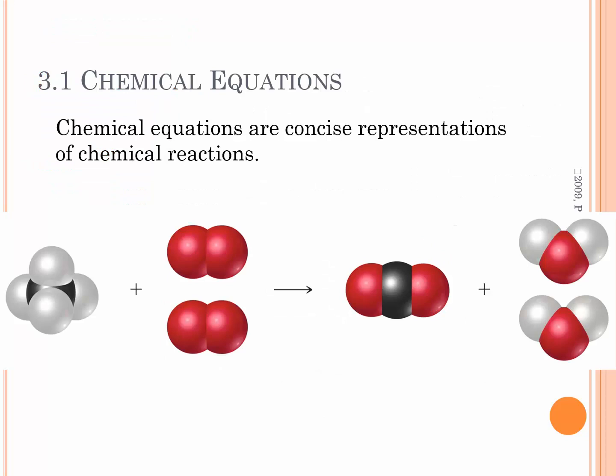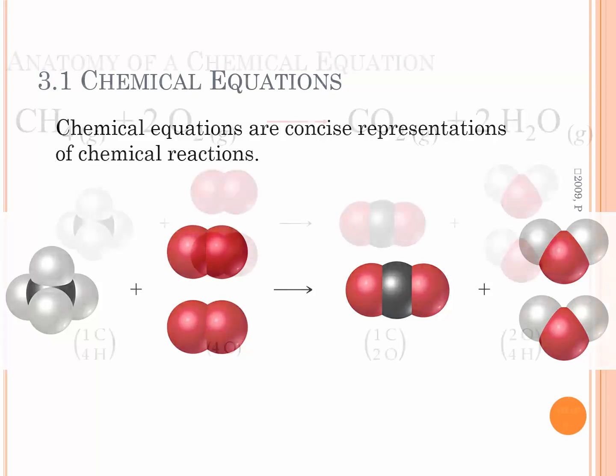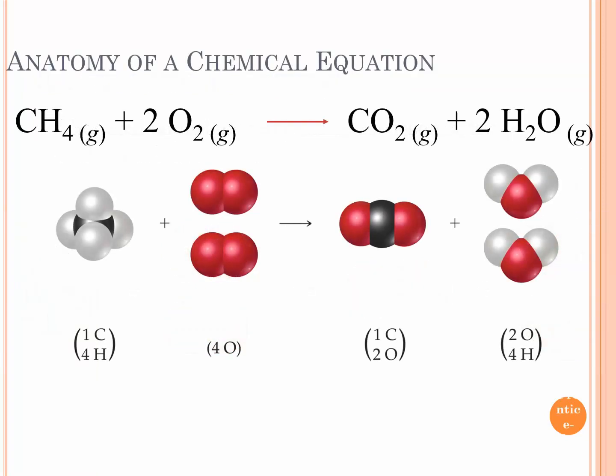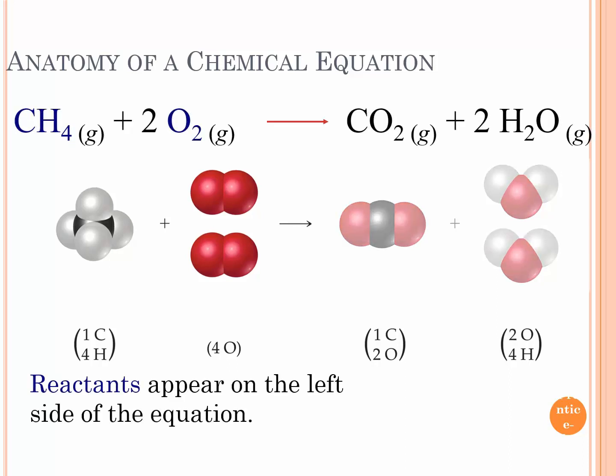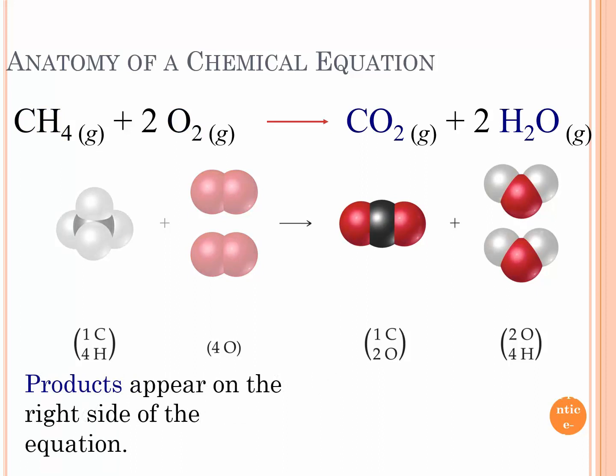Chemical equations. Chemical equations are concise representations of chemical reactions. If we look at this equation, the combustion of CH4 by oxygen into CO2 plus water, we see that this is a balanced equation. Here on the left side, we have 1 carbon atom, 4 hydrogen atoms, and 4 oxygen atoms. On the side of the products, we have 1 carbon atom, here 2 oxygen atoms, here 2 oxygen and 4 hydrogen. If you add all of these, you will get the same number of atoms on both sides. So reactants appear on the left side of the equation, as you can see, and then products appear on the right side of the equation.